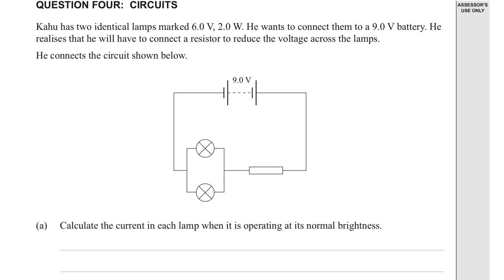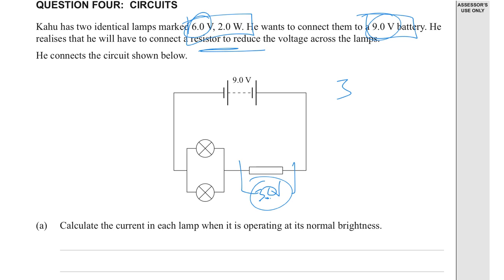Kahu has two identical lamps marked 6 volts, 2 watts. He then wants to connect them to a 9-volt battery. You've got a diagram there. He realizes he will have to connect a resistor to reduce the voltage across the lamps. See, the lamps are only 6 volts, but you've got a 9-volt battery, so you need a 3 volt drop across there. Calculate the current in each lamp when it's operating at normal brightness.